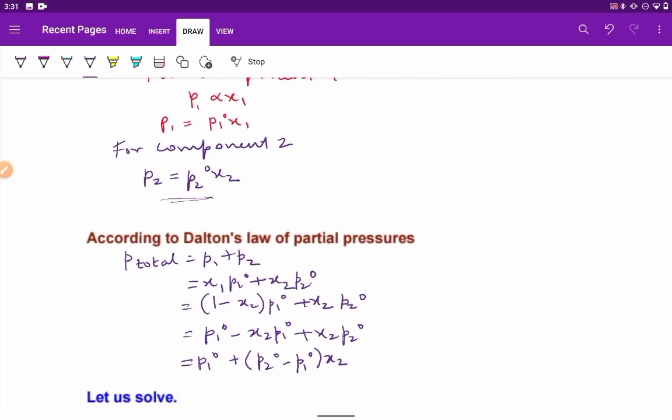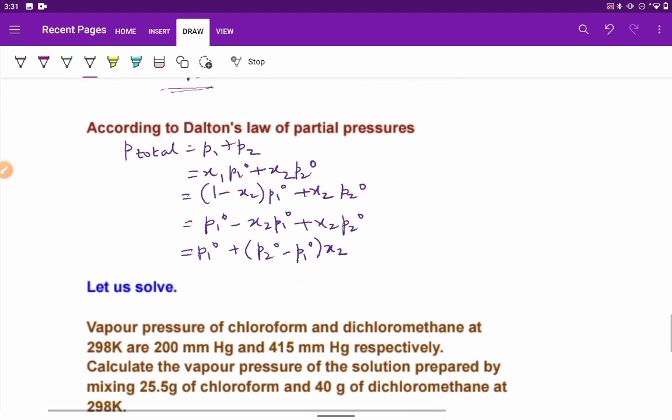Now here we can apply Dalton's law of partial pressures. According to Dalton's law of partial pressures, the total pressure P total is equal to P1 plus P2. But we know that P1 is equal to x1 P1 naught, and P2 is equal to x2 P2 naught. But also x1 can be written as 1 minus x2. Instead of x1, we can write it as 1 minus x2.